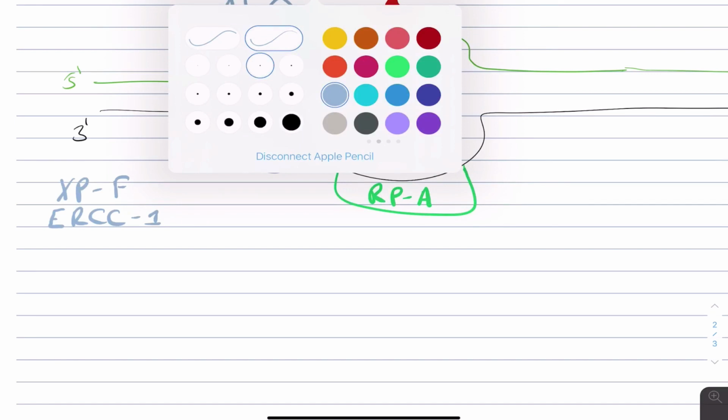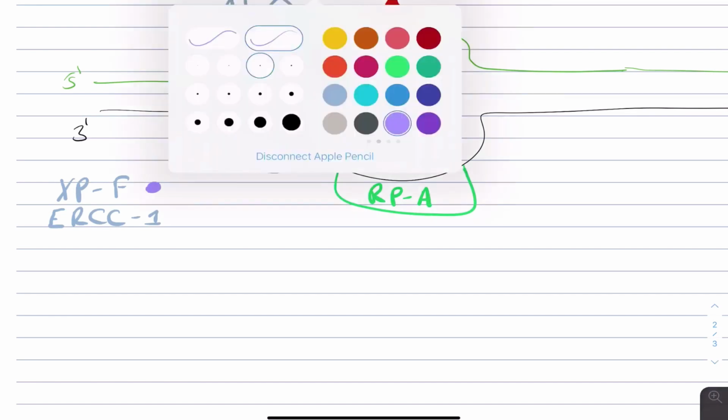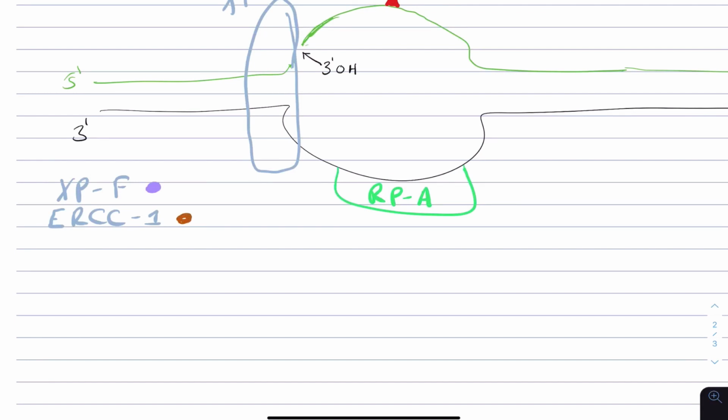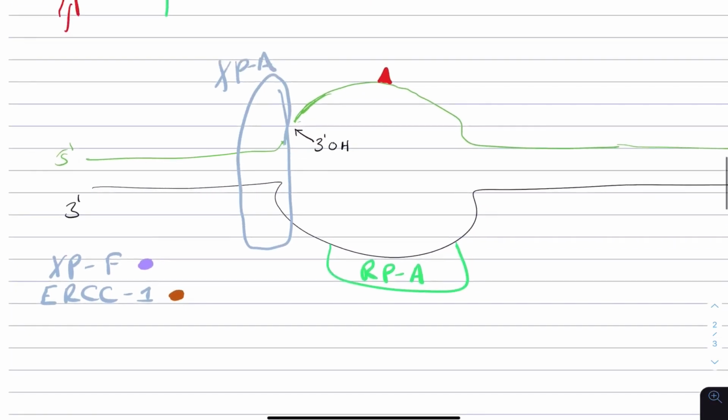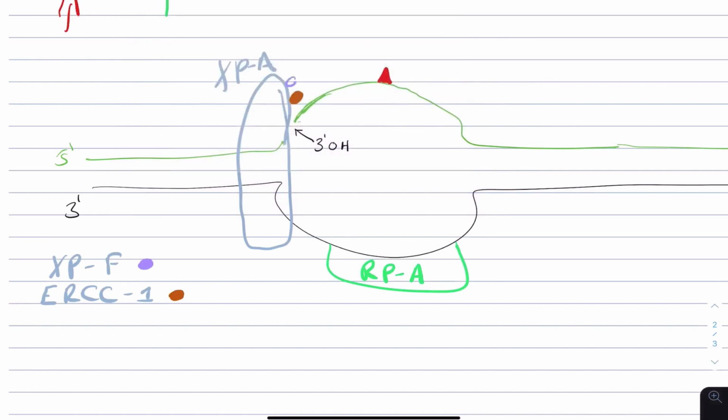So here, let's do this. This is our XPF, and then we're going to use another color for ERCC1. Okay, so now there we go. ERCC1 has come and attached, and then also we said XPF will be recruited by the XPA. All right, so now we have this. They're both at the position where they need to be.